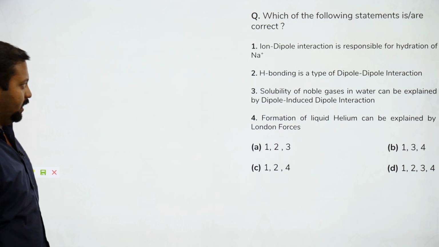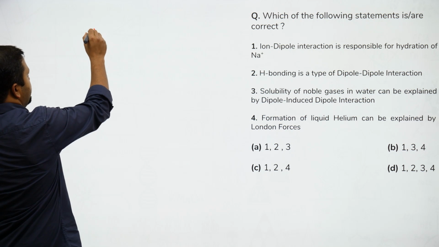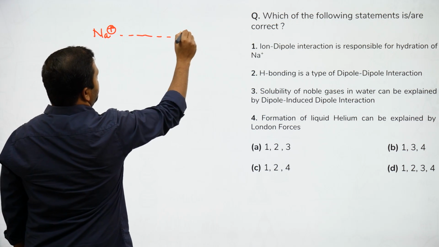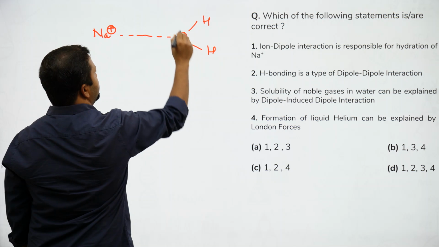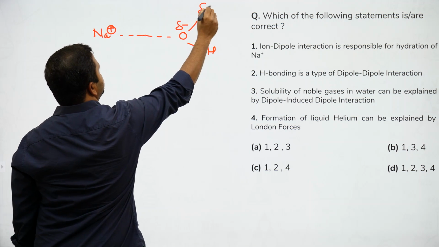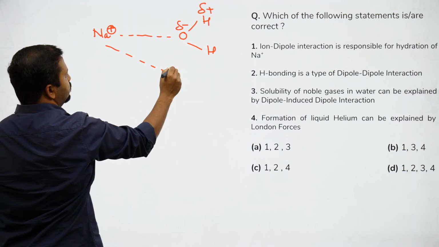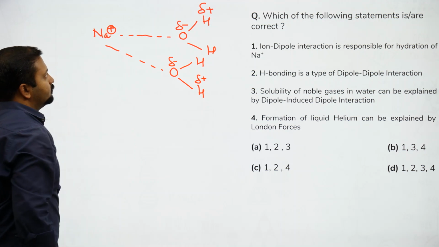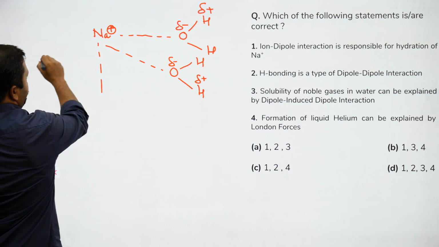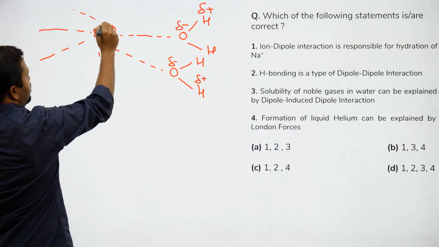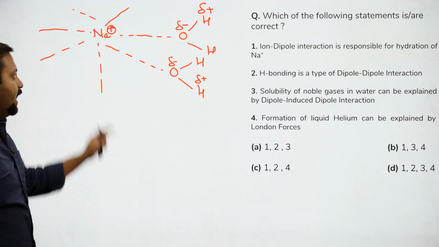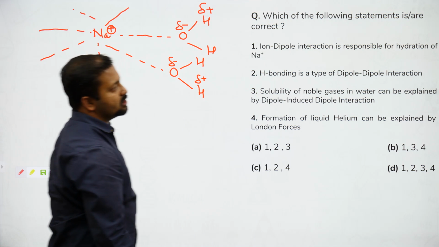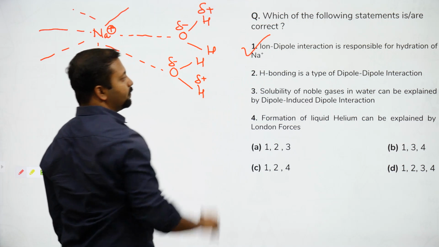Ion dipole interaction is responsible for hydration of Na plus. So this is Na plus, and this is H2O. It has a permanent dipole. So on and so forth. It can form substantial interactions, this will undergo hydration, and this attraction is between an ion and a dipole. So ion dipole interaction is responsible for hydration of Na plus, which is correct.